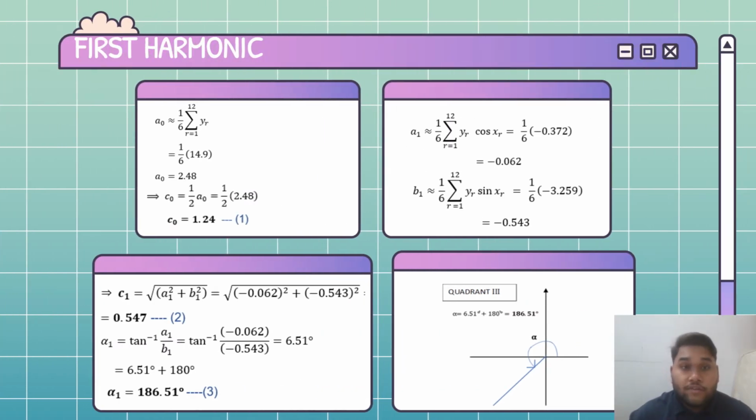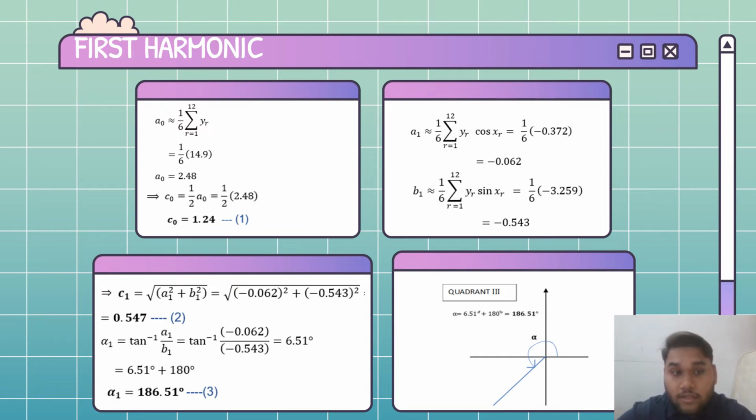So these are the first harmonic calculations. The difference between the first and second harmonic can be seen at both sine and cosine degree value, which is 1 or 2. Also, the value of C1 can be said as the first harmonic, as the Cn is known as the nth term harmonic. After the equations being calculated, we obtain 2.48 for A0, 1.24 for C0, negative 0.062 for A1, negative 0.543 for B1, and 0.547 for C1, which is the value for the first harmonic equation.